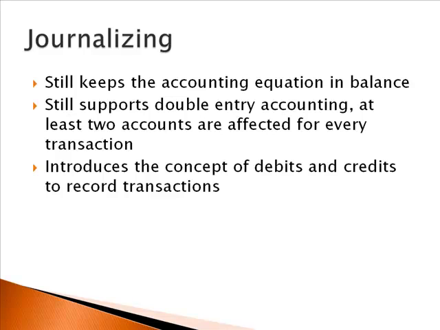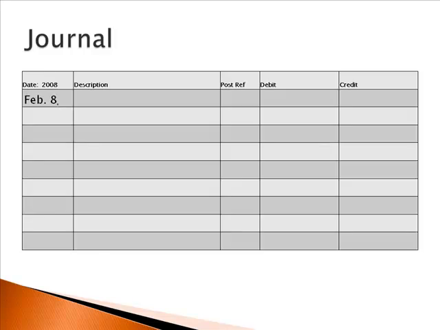We will use the following transaction to demonstrate a journal entry. On February 8, 2008, the business received $500 cash for services performed. To record a transaction in a journal, we first enter the date. We note here that the year has already been entered at the top of the journal. That's a typical practice. This is the first entry on this journal page, so we put the month and the date here, February 8th. From here on out, in February, when we enter a transaction, we won't even have to record February. We'll just put the day that the transaction occurred.